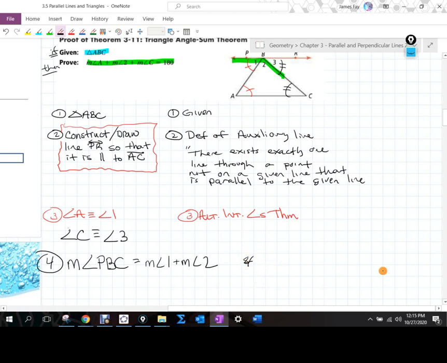Now the reason for that would have been that they were 2 angles that were adjacent. They share this ray right here. If I take 2 smaller angles and add them together to get a bigger angle, isn't that angle addition? Does that make sense? So step 4 is angle addition postulate.